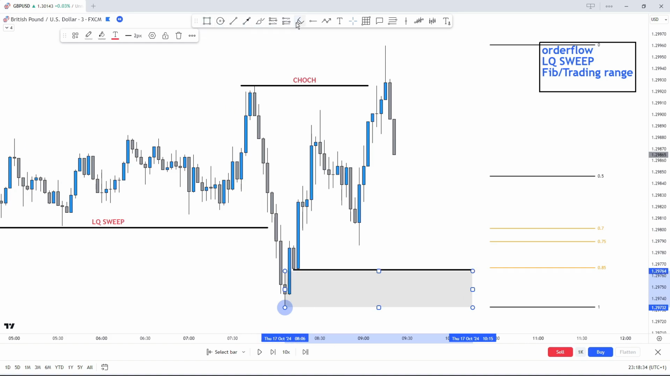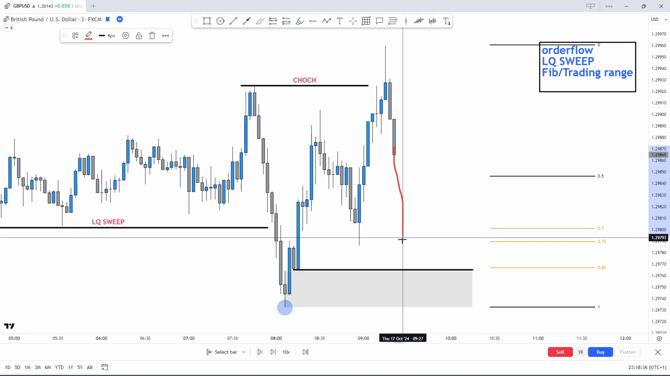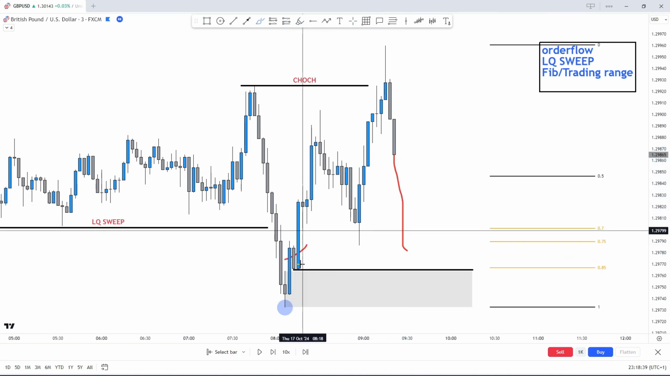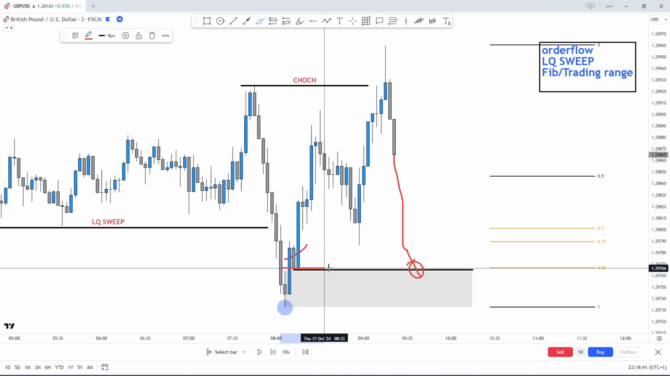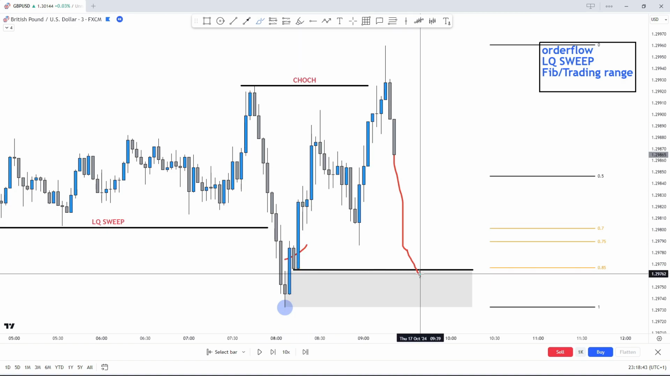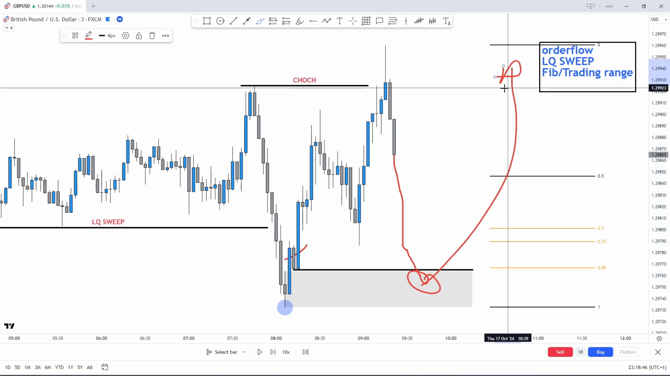So potentially early buyers will be stepping into the market at this demand zone. Price is going to do what? It's going to step them out, take out this level below this low, tap into our demand zone, and then fly up from there.